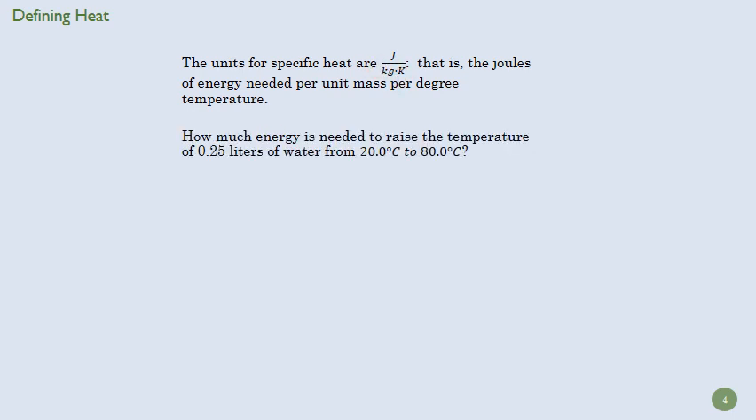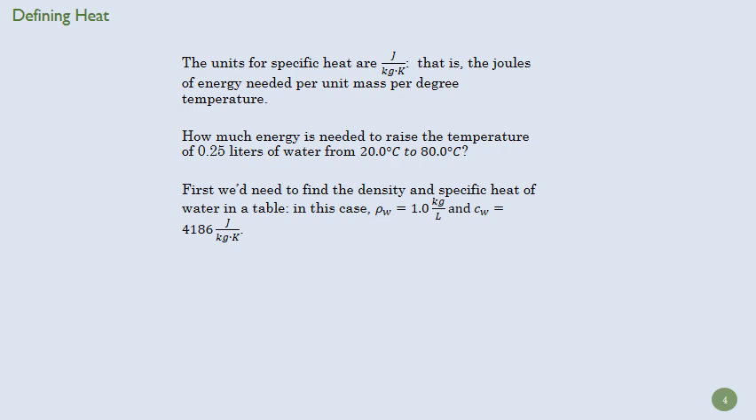So let's say we have water. We want to know how much energy is needed to raise the temperature of a quarter liter of water from 20 degrees Celsius to 80 degrees Celsius. We would need to know basically our mass, right? And we need to know our specific heat. So to find our mass, we need to know our density, okay, because what we're given here is a volume.